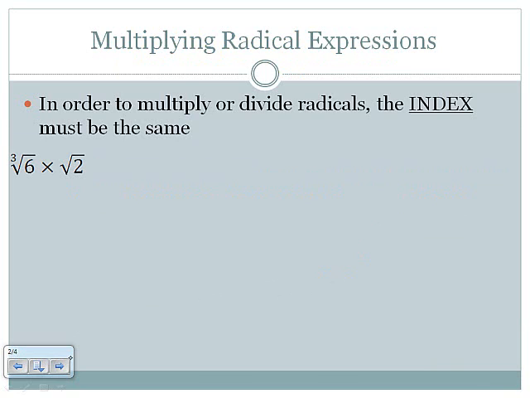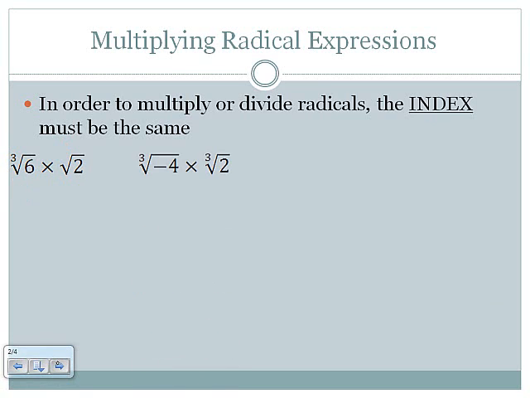Multiplying radical expressions. In order to multiply or divide radical expressions, the index must be the same. Remember that the index is the number in front of the radical. So the index for this one is 3, and the index for this one is 2. If there's not an index there, we assume it to be a 2 for a square root. Because these indexes are not the same, this is not possible to multiply or divide. So if it asks you to multiply this, you would say, not possible.